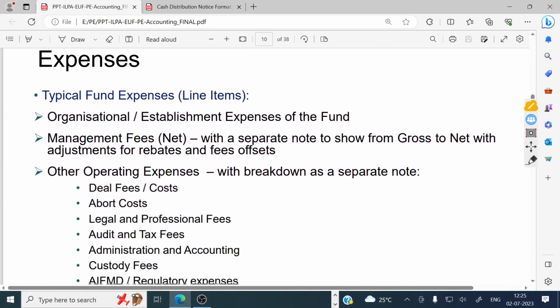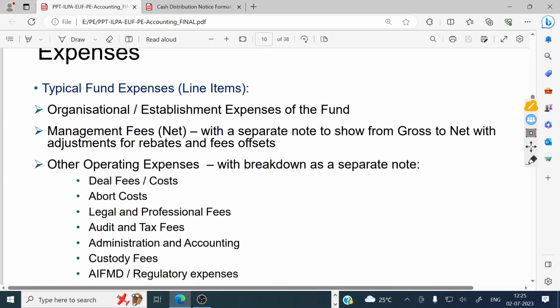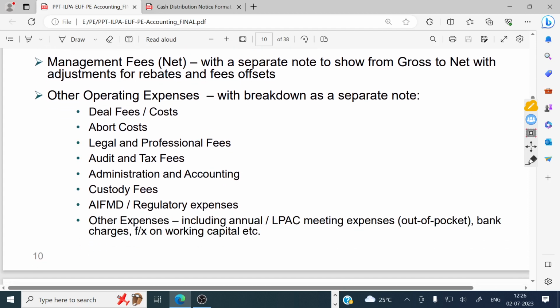Right. Other expenses. Organizational expenses of the fund. So it means fund maintain other expenses as well. Deal cost, abort, legal, professional fees, audit fees, administration, accounting. So fund maintain all other expenses as well. So we'll see how they offset it. Already we have discussed. It means fund maintain all other expenses.